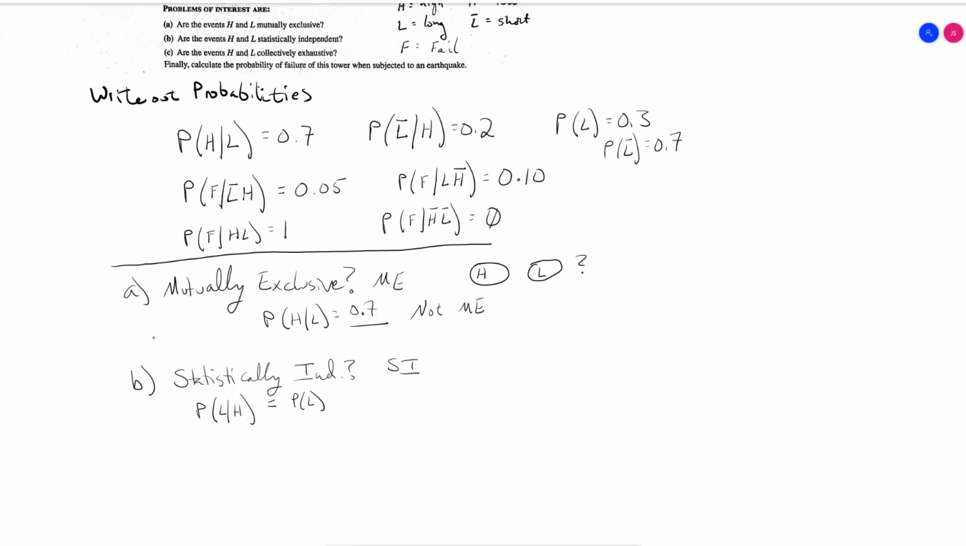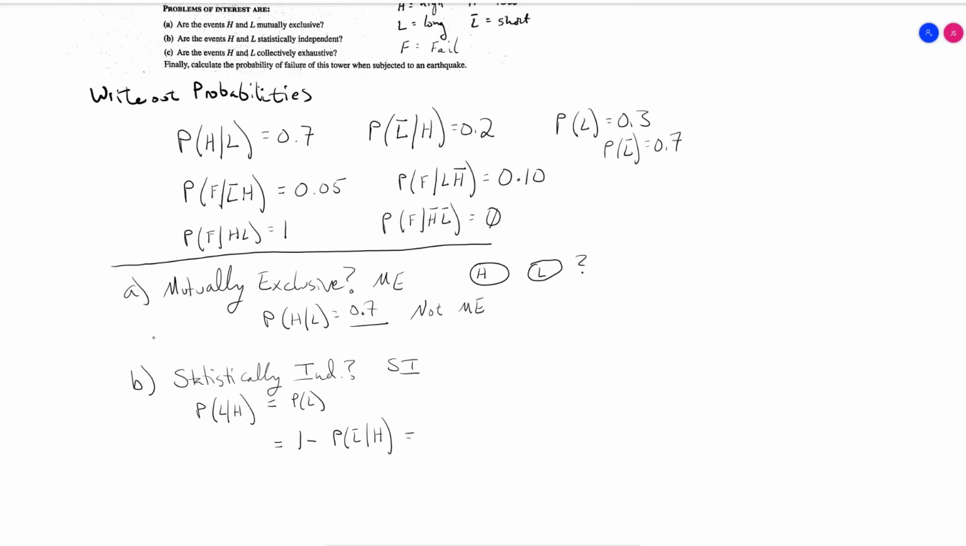So let's see what information we have. The probability of L given H should be equal to 1 minus the probability of not L given H, right? Because if H happens, we're given the probability of not L happening. So H happens, we have a short duration earthquake, high intensity. This is the probability of it being a short duration given a high intensity, and the opposite of that would be a long duration given a high intensity.